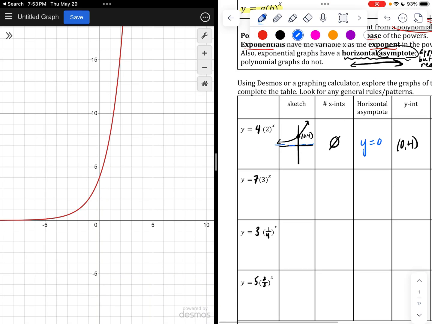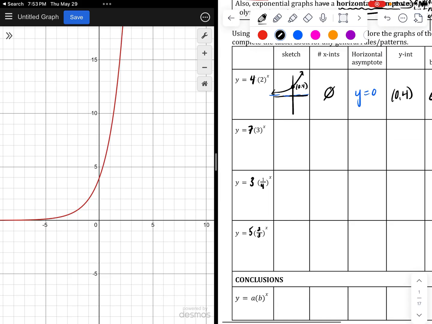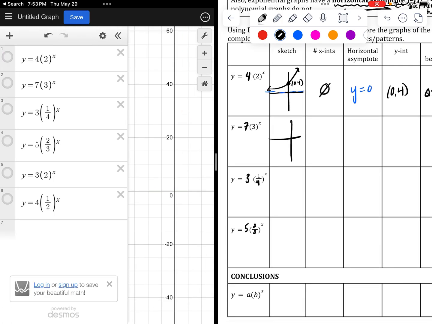And the range, so it starts at 0 and it goes up. But it doesn't actually touch 0. So when I'm writing this, you're either going to write from 0 to infinity, or you have to write that y is greater than 0. Both those would work. Okay, I'm going to skip the second one, but I'll show you a super quick sketch of what it would be without filling in the rest.